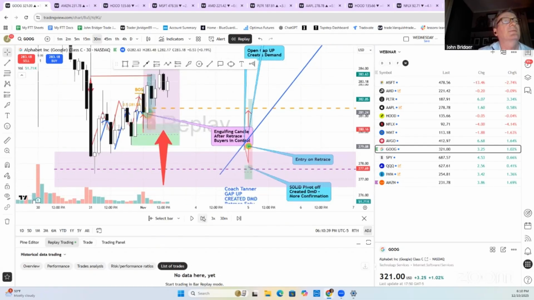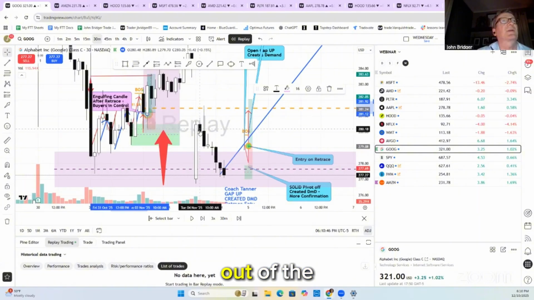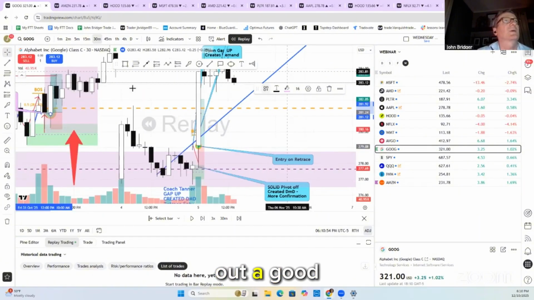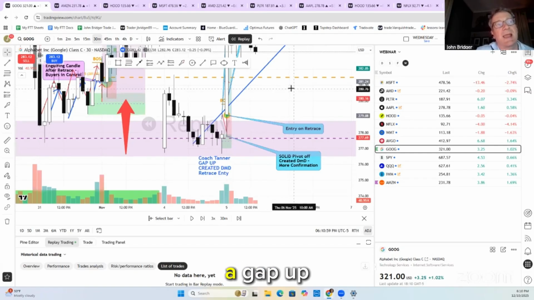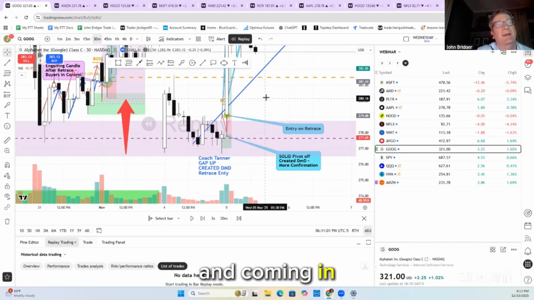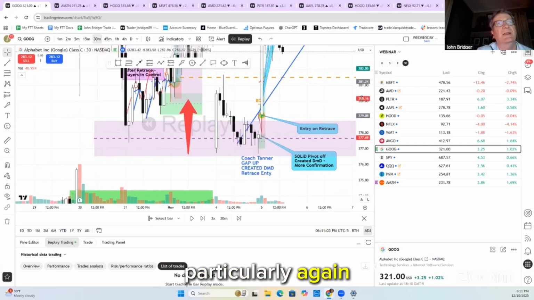Let's keep going. I'm going to fast forward us. Give me a second. Sorry for all this annotation stuff. I'm going to get this out of the way. I'm trying to figure out a good way to do this. It's still kind of busy, but this is what I call a gap up created demand and coming in on the retrace. So sometimes, particularly, notice where we're at.